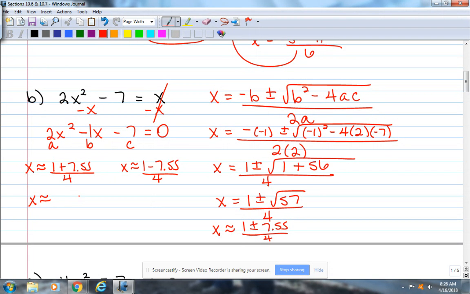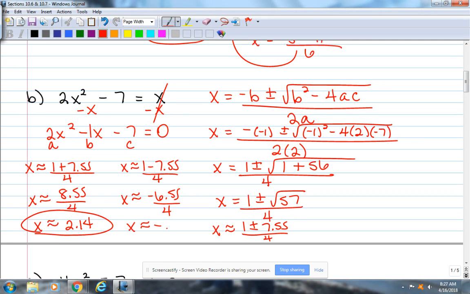So 1 plus 7.55 is 8.55 divided by 4. I'm going to do that in my calculator. Where y'all getting? Approximately what? Me too. 2.14. There's one solution. And what's 1 minus that 7.55? Negative 6.55. And then divide that by 4. Where y'all getting? Approximately what? Exactly what I got.